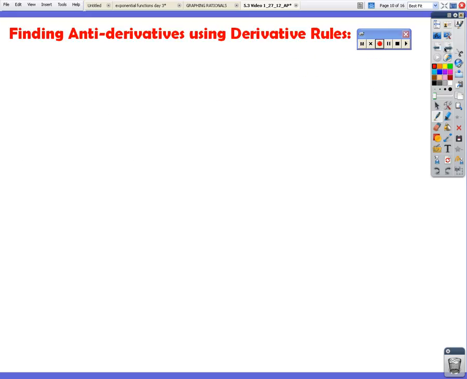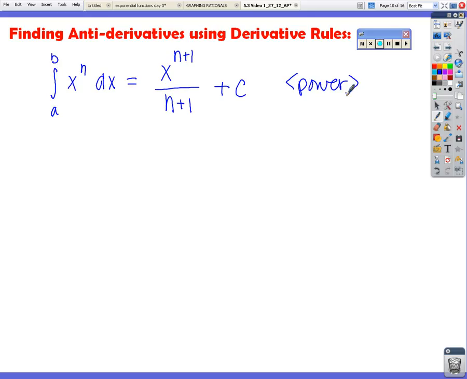Okay. Finding antiderivatives using derivative rules. Let's start with some basic functions that we already know. So we already learned the power rule. So the integral of x to the n dx is equal to x to the n plus 1 over n plus 1 plus c, because we did the opposite of the power rule. So right now, you will only be able to do integrals of basic derivatives.